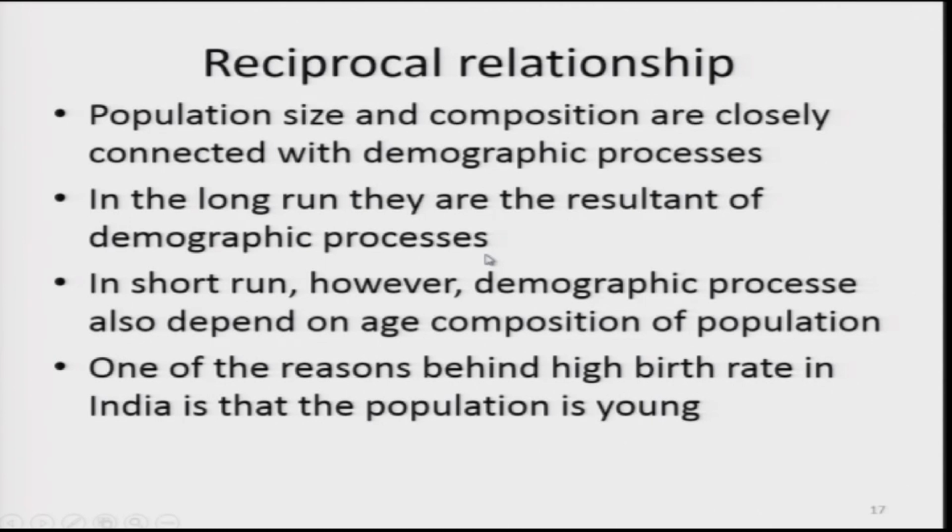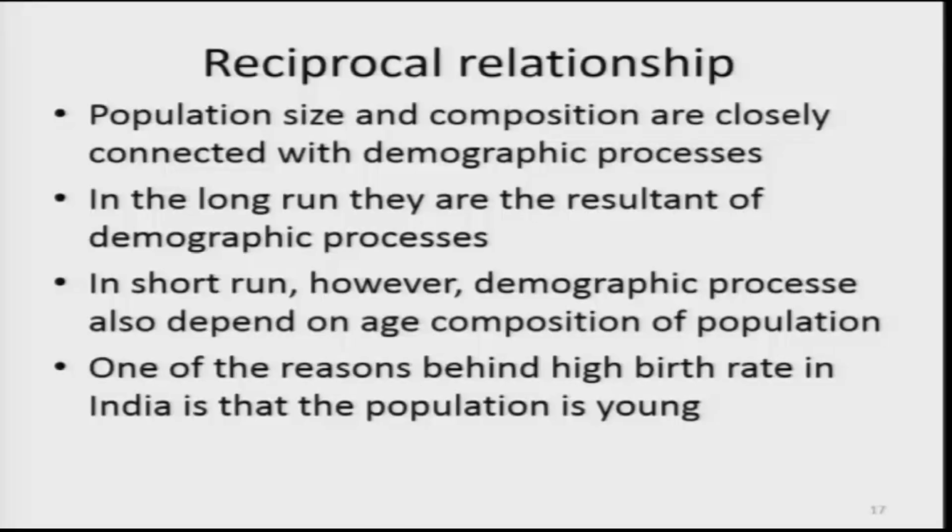If fertility declines, then the proportion of children immediately starts declining. If death rate declines, there is no immediate effect, but in the long run decline in death rate and decline in birth rate will lead to what is called aging of population, and the median age of population goes up. In the short run, however, demographic processes also depend on age composition of population.